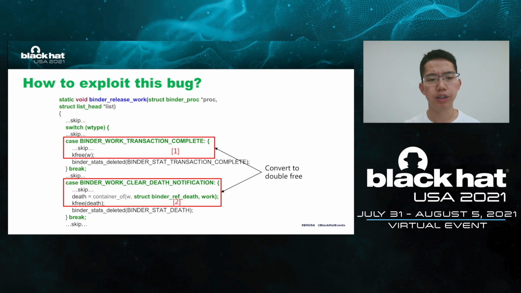So how can we exploit this UAF vulnerability? The key point of the UAF vulnerability is the use. In the binder_release_work function, there are 2 branches that can trigger the key free operation. So this UAF problem can be converted into a double free problem if we can control w->type.